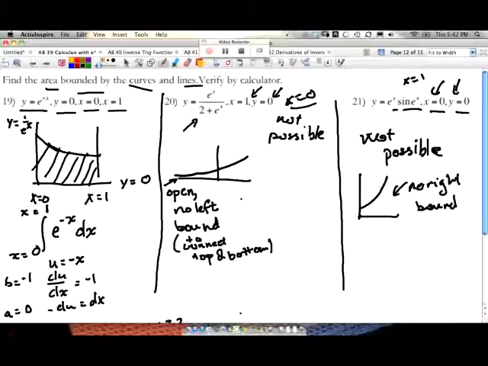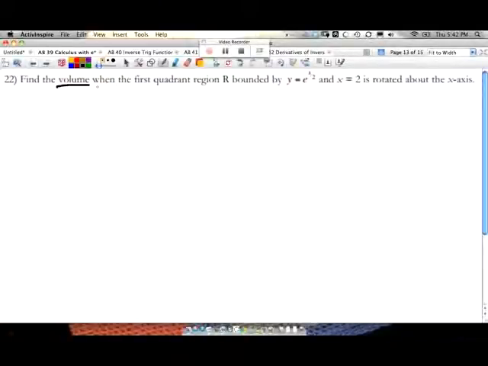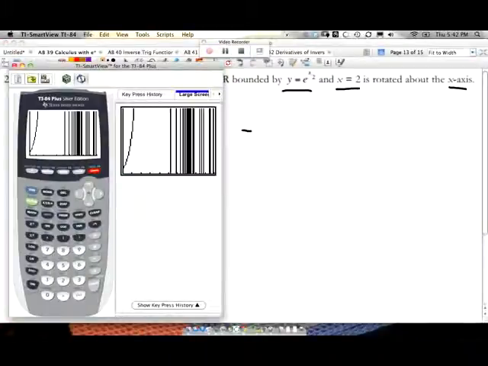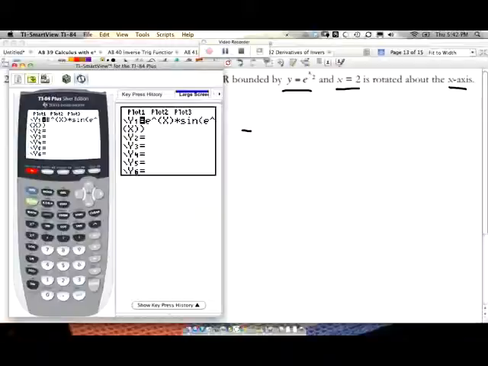Let's check some other stuff, see if we can find those. Find the volume. Ooh, volume! In the first quadrant, region R bounded by this and this, rotated about the x-axis. Okay, so we got to graph this. This is volumes of rotation. So when I go to my y equals e to the x, this is going to be e to the x over 2. So we have x divided by 2.